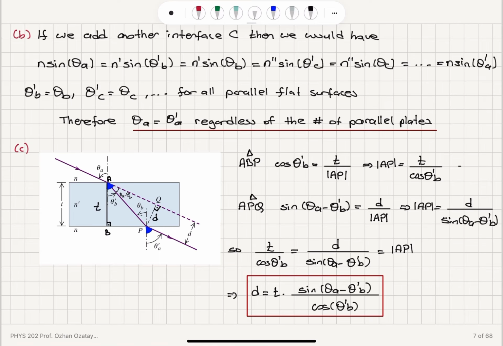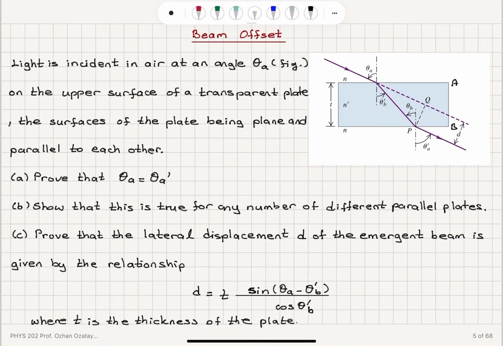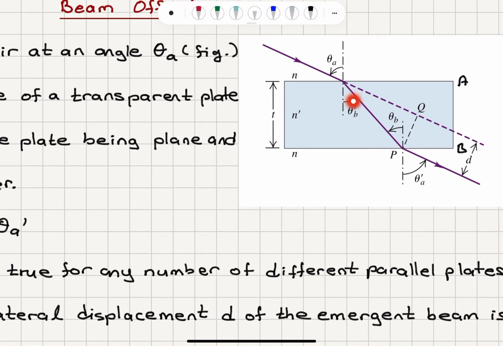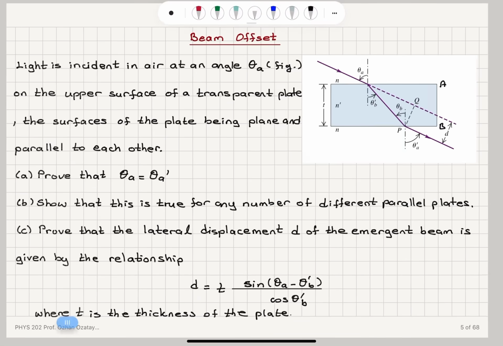Okay, so we have a beam offset problem. A beam enters, coming from a medium with index of refraction n, into a transparent material with index of refraction n prime. The thickness is T. The angle of refraction is theta prime B, which is equal to theta B, the angle of incidence on the lower surface. Theta prime A is the angle with which it emerges from the bottom surface. We want to show theta A is equal to theta prime A, and then calculate this offset.